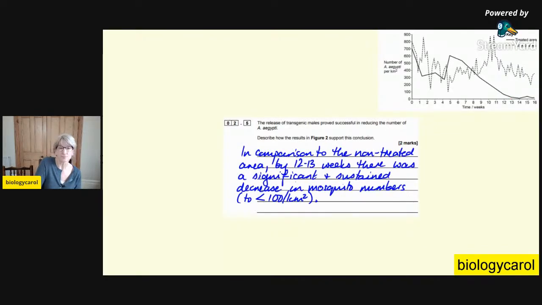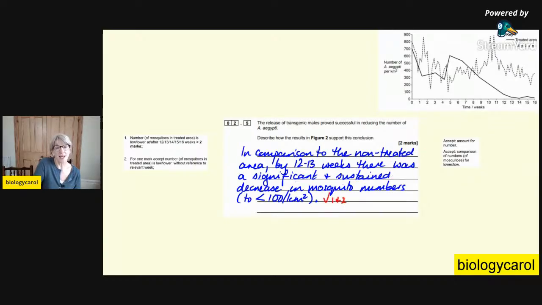So this is what I put. In comparison to the non-treated area, by 12, 13 weeks, I wasn't quite sure what to put, 12, 13 weeks, there was a significant and sustained decrease in mosquito numbers. And I thought, when I looked at it, crumbs, there's less than 100 per kilometre squared. That is not very many. Here's the mark scheme. And here are the examiner's comments.